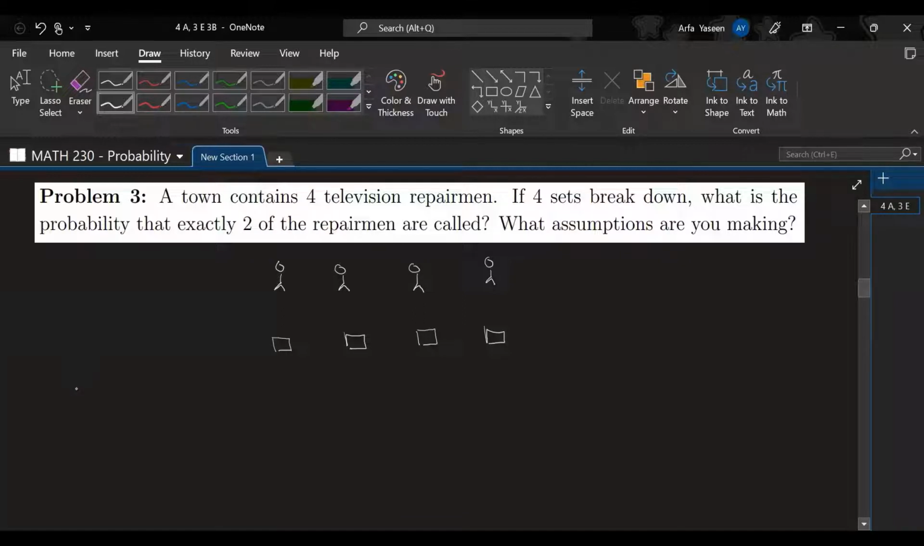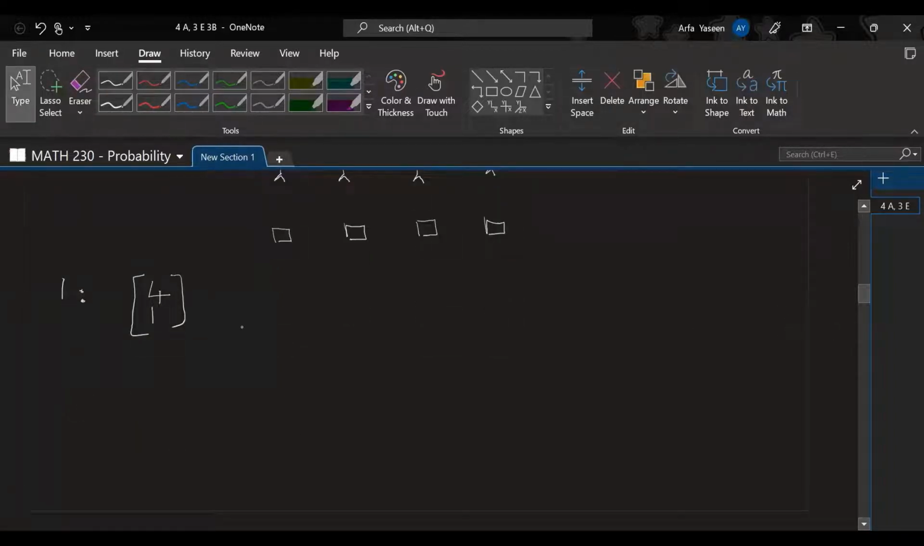In the case where we have 1 repairman, there are 4 possibilities, right? We can do 4 choose 1. Then in the case where we have 2, do 4 choose 2. Now further, how these 2 people get the TVs, we have to account for that arrangement as well.